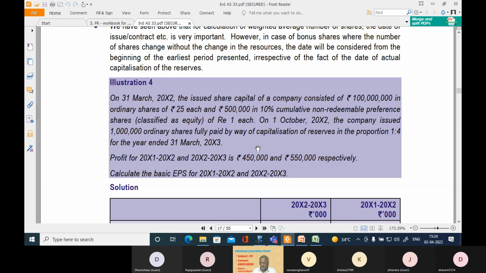Please try this, because a similar looking problem we have already tried. They have just, instead of using the term bonus shares, conveyed it as capitalization of reserves. So don't get frightened. Please try.